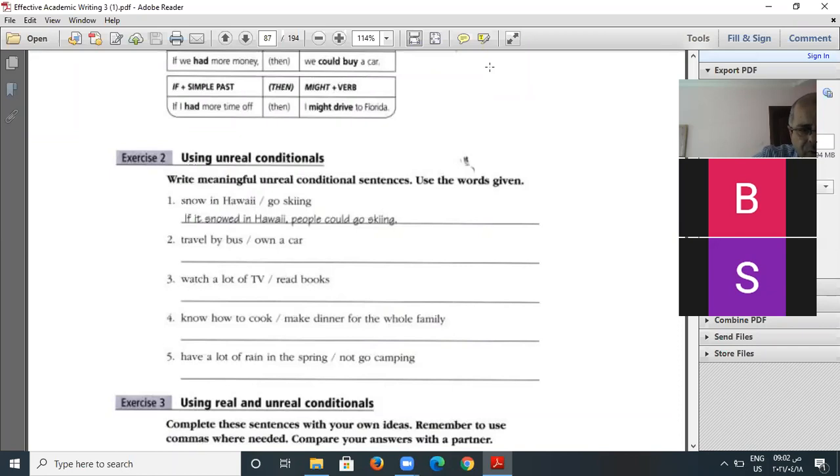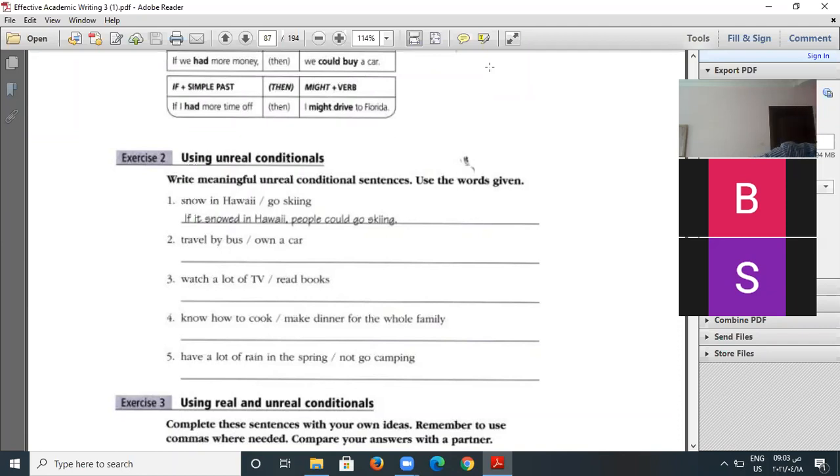We use could in the main clause. Even in the if clause we use simple past. In the main clause we use what? Also the simple past of can, he could. Then this is an unreal conditional. We can also put the main clause first and say, people could go skiing if it snowed in Hawaii. Of course, with the main clause at the beginning, there is no comma.